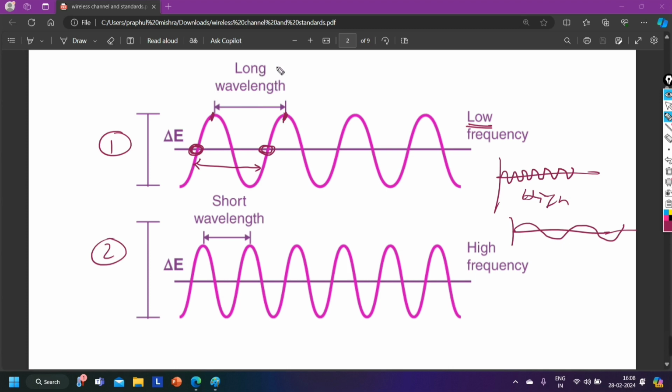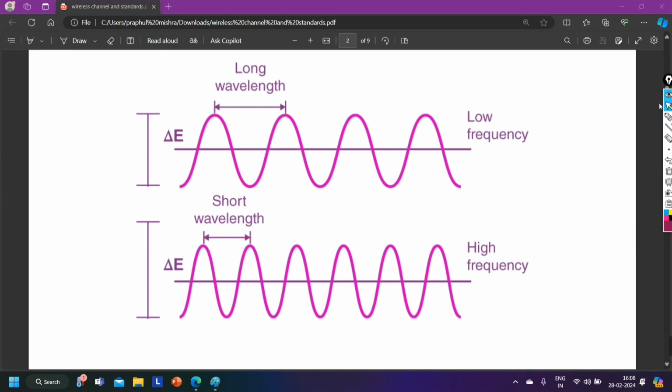So if wavelength is long, then frequency is going to be low. If wavelength is short, then frequency is going to be high. Like here you can see wavelength is short, right? So frequency is what? High. So you can compare frequency like this also. Okay. So frequency is inversely proportional to wavelength. If wavelength is long, then frequency is going to be low. If wavelength is short, then frequency is going to be high.